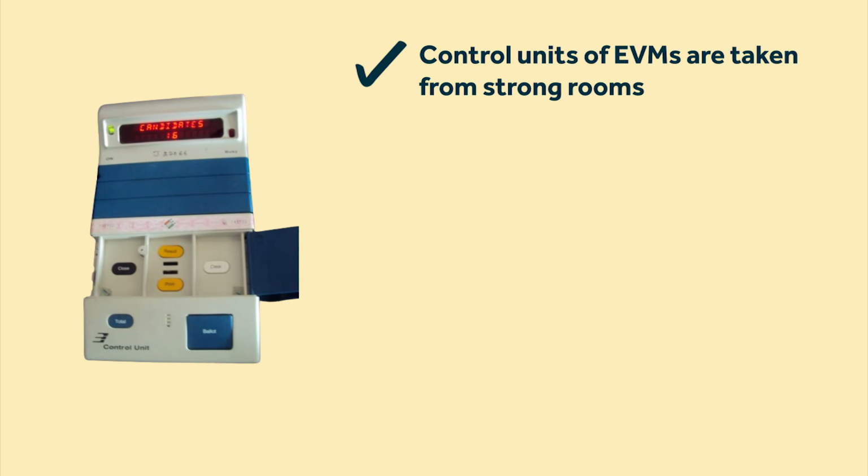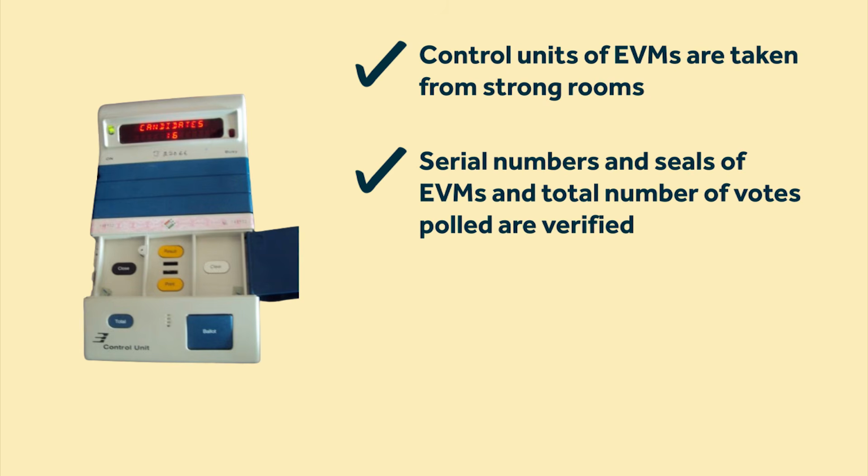Counting of EVM votes comes next. For this purpose, the control units of the EVM machines are taken out of the strong room in the presence of the candidates or their representatives. Once in the counting hall, the serial number and seals of each EVM are verified in the presence of these representatives.